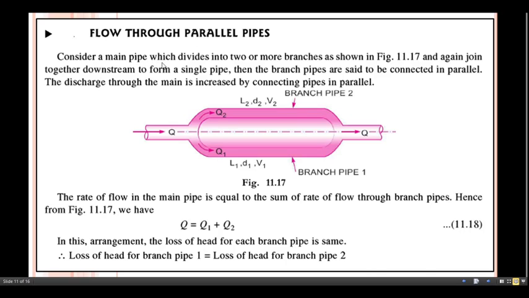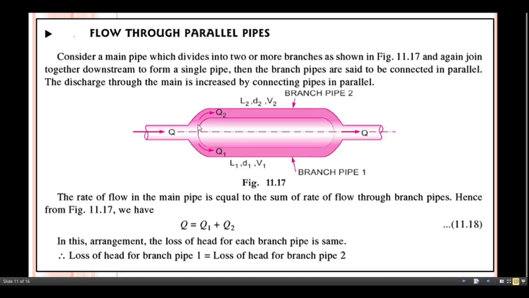Consider a main pipe which divides into two or more branches as shown in this figure and again joined together downstream to form a single pipe. Then the branch pipes are said to be connected in parallel. The discharge through the main is increased by connecting pipes in parallel.